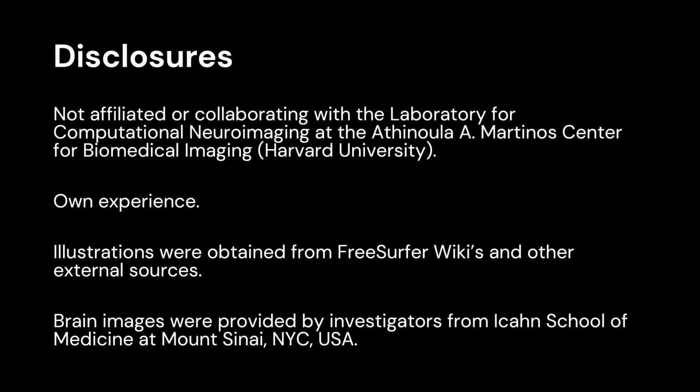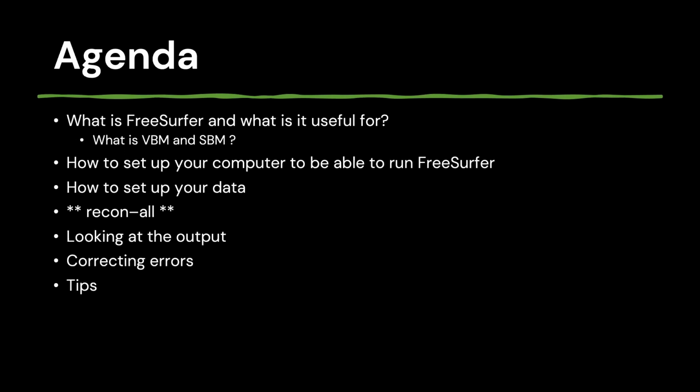The agenda for today is going to be divided into two main sections. First, I want to give you a brief theoretical introduction to what FreeSurfer is, and the differences between volume-based and surface-based morphometry, how to set up your computer to be able to run FreeSurfer, how to download FreeSurfer and set up your data to use it with FreeSurfer. And in the second section, we're going to talk about the main FreeSurfer command, which is recon-all, followed by looking at the output, checking for errors and correcting for errors. Along the way, I'm going to be giving you some tips and tricks. For the past 4 years, I've been using FreeSurfer and I have processed more than 600 structural MRIs. And so I have a couple of tips and tricks that could be useful.